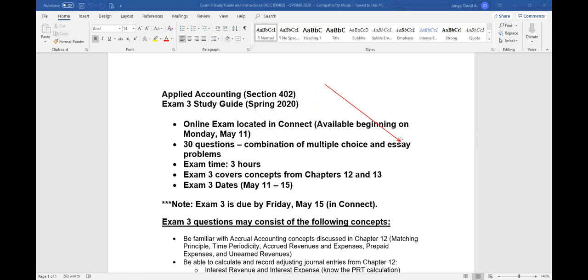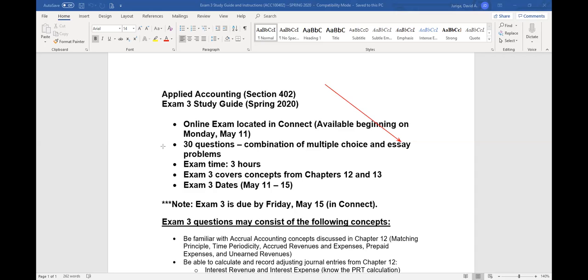There's a couple of problems I think on adjusting entries where you may have to actually do an adjusting entry or two. And I know there's a problem or two where you have to prepare a couple of financial statements. Just kind of giving you a heads up. When I say essay problems, that's what I mean by that. You have to use the drop down arrows or enter the amounts, and they'll guide you through that.